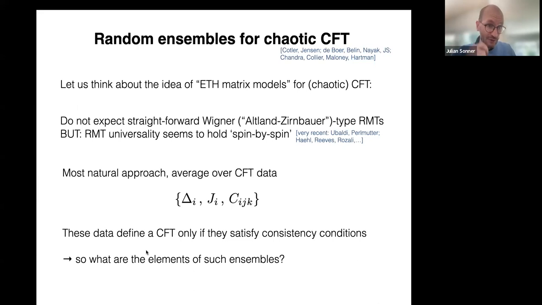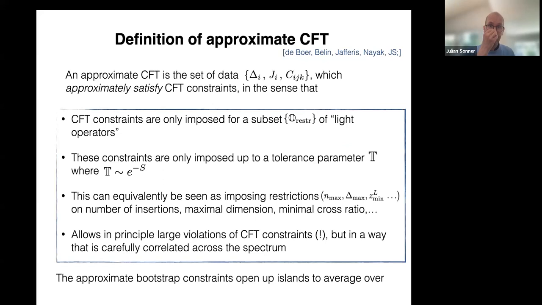So that's where this notion of approximate CFT comes in. Let me say a couple of words about this. The definition of approximate CFT is that it is the set of data, delta, J, and C, which approximately satisfies CFT constraints. And approximately satisfying CFT constraints for us means that we impose the CFT constraints only for a subset of what we might call light operators. This is this O restricted.